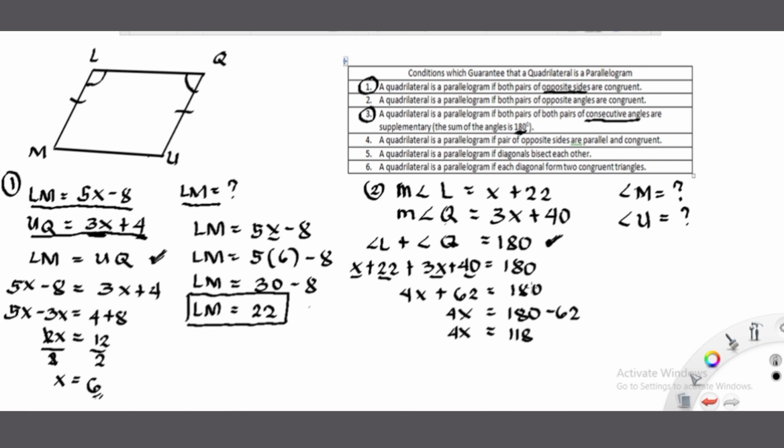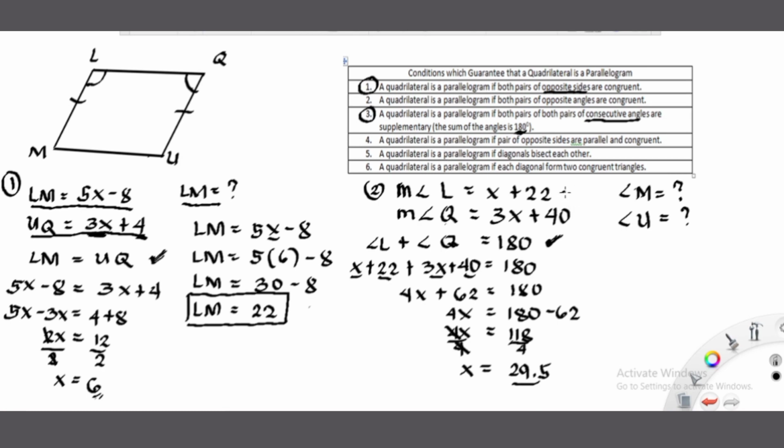Alright? Next is to divide both sides by 4. So, divided by 4, cancel out 4. We have now x equals 118 divided by 4. And the answer is 29.5. So this is just the value of x. Alright? That's 29.5. So with this, pwede na natin masolve ang values ng angle L and angle Q.